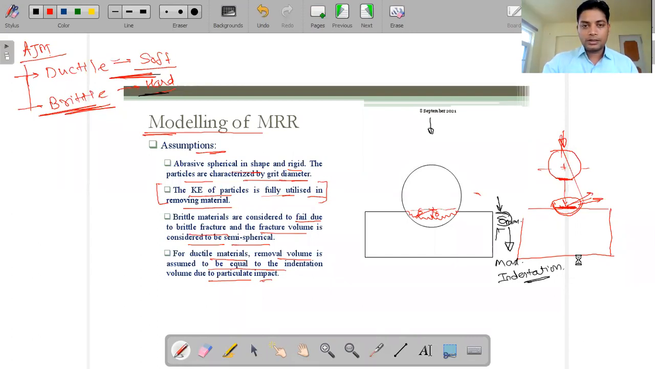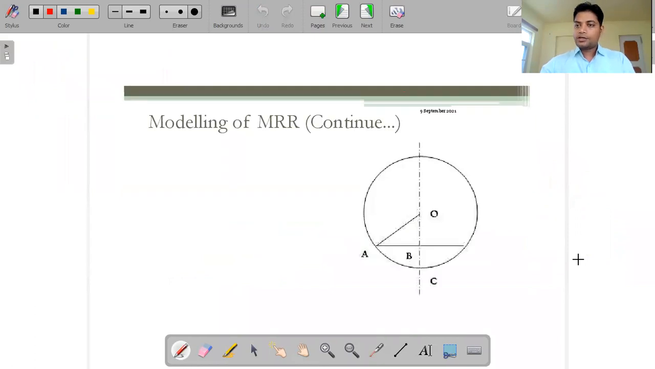Okay, so let's start. Yesterday we had discussed up to this point: this is the abrasive grit, because generally the size of the abrasive particle is defined in terms of the grit. The size is generally defined by the diameter of the grit. So this is what we considered yesterday, dg, where g is the grit and d is the diameter. So this is the diameter of the grit. Now first of all, we are going to model the material removal rate.